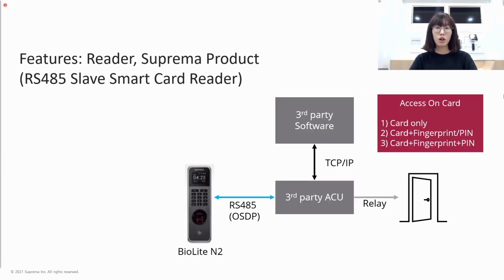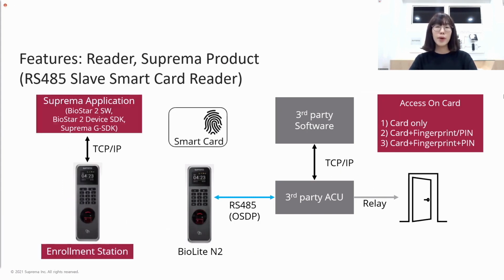To read access on card, it is necessary to set the smart card layout in the device in advance so that the RS-485 slave device can recognize the smart card. Please set up an environment where you can issue cards with a separate registration device. When the Suprema device scans or authenticates the access on card successfully, the card number is output through the OSDP command.